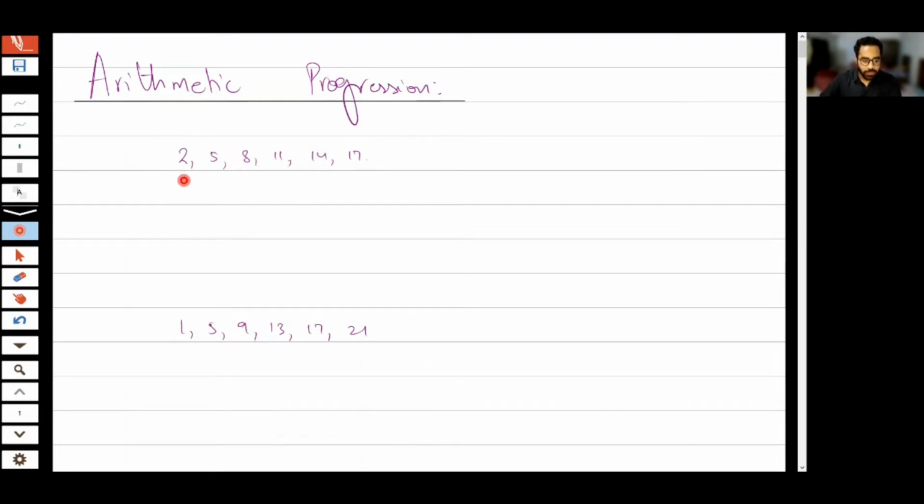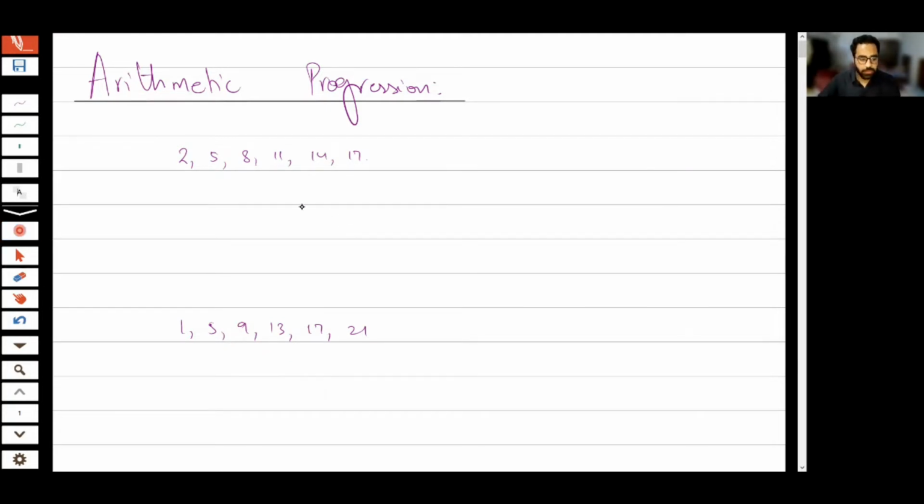ठीक है, सो मेरे पास जब कभी भी एक common difference आ जाए, a constant difference आ जाए between any two consecutive terms, that kind of a progression is an arithmetic progression. ठीक है, you can take this example as well. इसमें मेरे पास क्या है? I have 1, 5, 9, 13, 17 and 21. So if I take the difference between two numbers, यानी 5 minus 1 or 9 minus 5, 13 minus 9, all of them will give me 4. So yeah, तो any series, जिसका difference between two consecutive numbers is constant, that series is an arithmetic series.